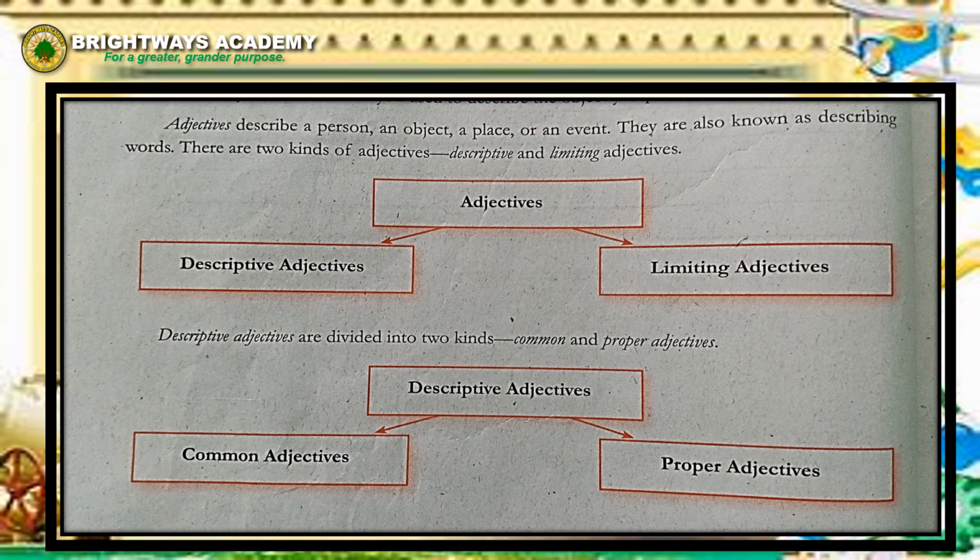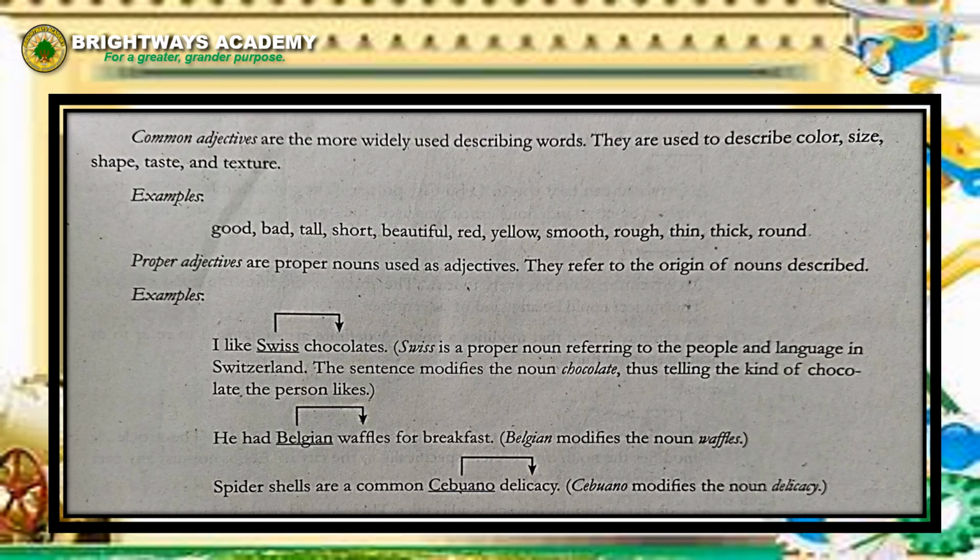So descriptive adjectives are divided into two kinds: the common adjectives and the proper adjectives. So let's know more about this. Common adjectives are the more widely used describing words. They are used to describe a color, size, shape, taste, and texture. Examples of this are good, bad, tall, short, beautiful, red, yellow, smooth, rough, thin, thick, round.